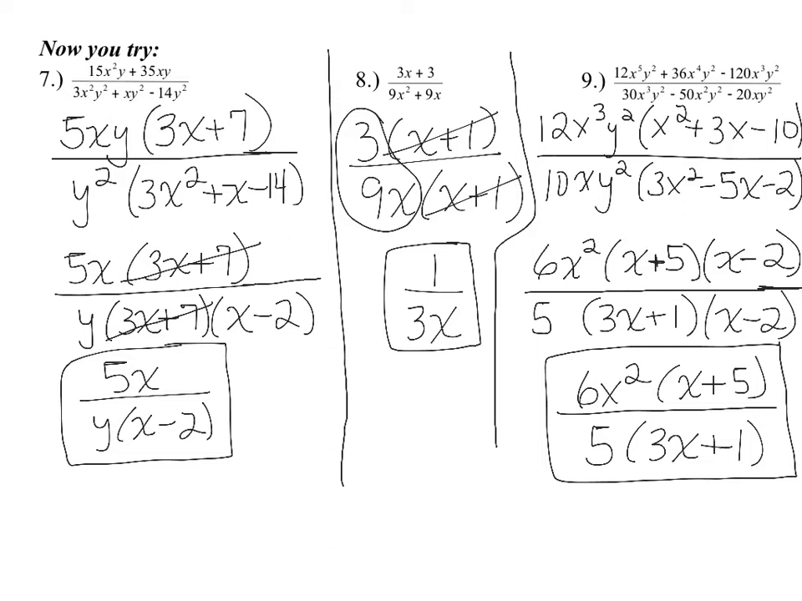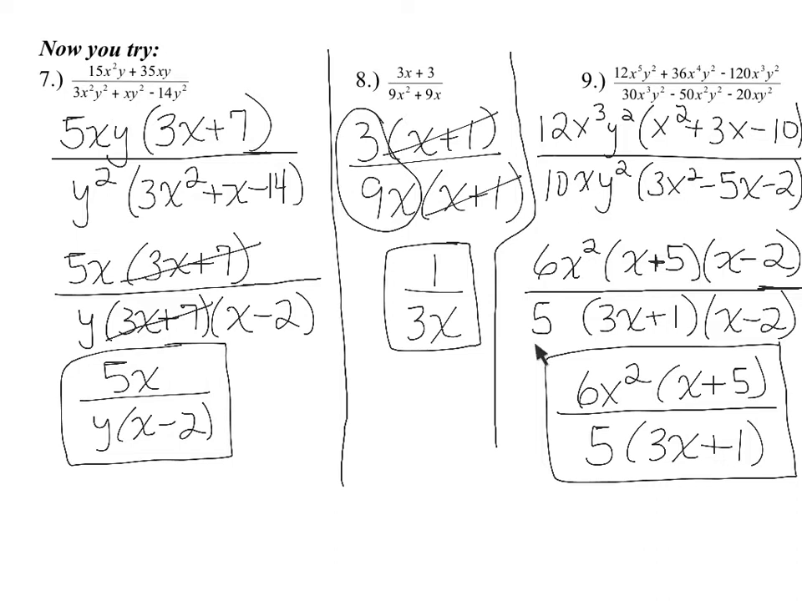In number 9, I pulled out my GCF of 12x to the third y to the second. Make sure you don't forget to pull out your variables when you've got variables in common, and I was left with x squared plus 3x minus 10. In the bottom, I pulled out 10xy squared, was left with 3x squared minus 5x minus 2.